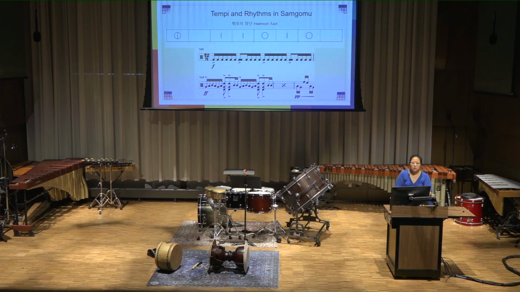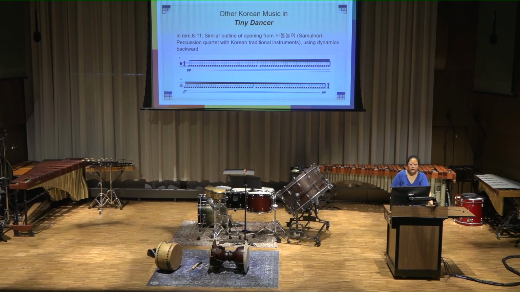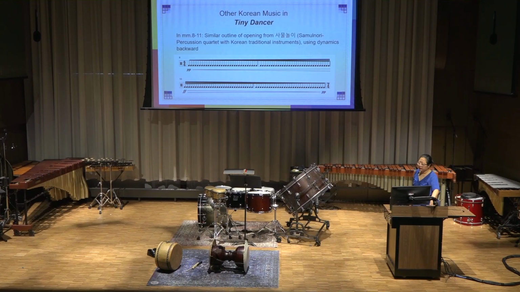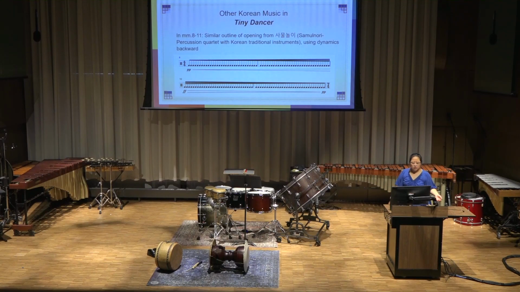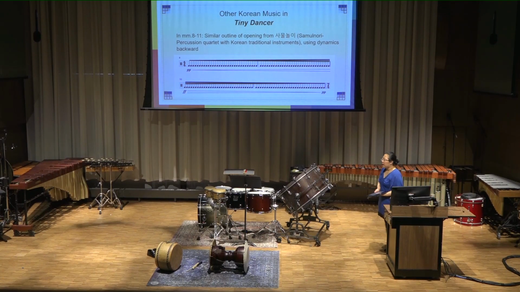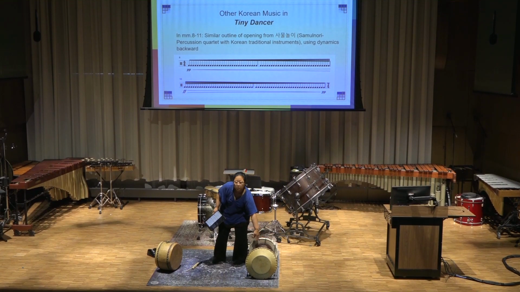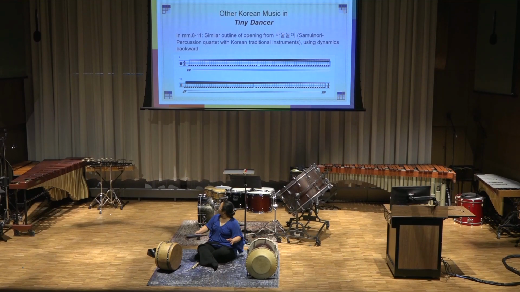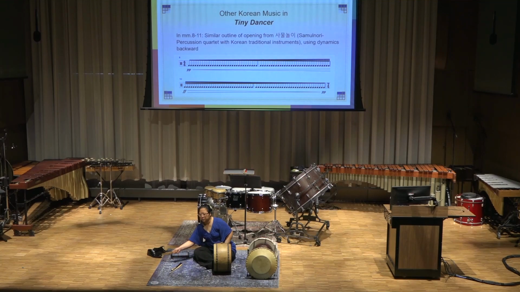So I was going through how 삼고무 was being used, and there are some other Korean traditional things that you can find in Tiny Dancer. So this is measure 8 through 11, which I'm sure you've seen this kind of notation a lot in percussion solo instrument literature. In Korean traditional music, there's a genre called samulnori, which is for percussion quartet in a Korean traditional setup.